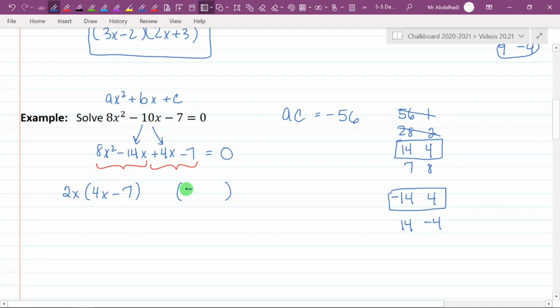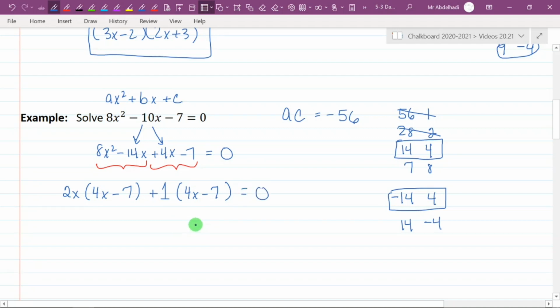Take this and copy it over here right away. And now ask yourself, what number would I put here that I would distribute? What number would I distribute times these two to get this? Well, they're the same. So the only number that will work here is positive 1. Yes, you must write the 1 in this case. And this is still equal to 0, by the way.